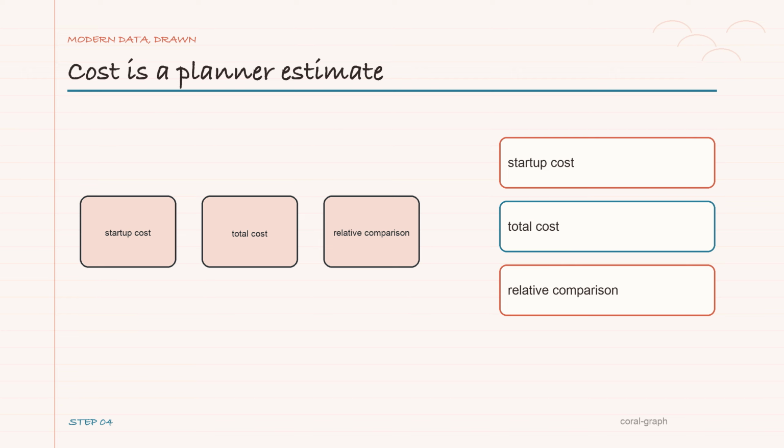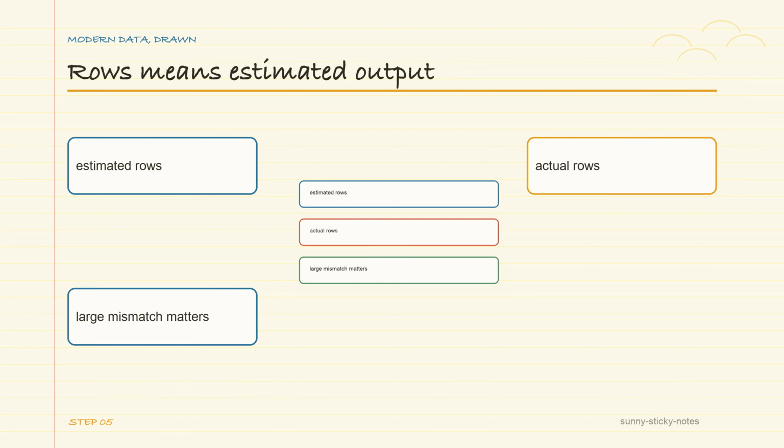Read the drawing from one idea to the next. Startup cost, then total cost, then relative comparison. You do not need to memorize every implementation detail yet. Focus on what moves, what stays fixed, and why the system does less unnecessary work.